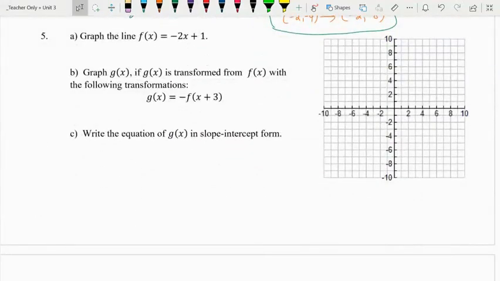So then we have example 5. We're going to go ahead and graph this one. We moved it up 1. And then our slope is down 2 over 1, down 2 over 1, up 2 over 1, up 2 over 1. So here's my line.